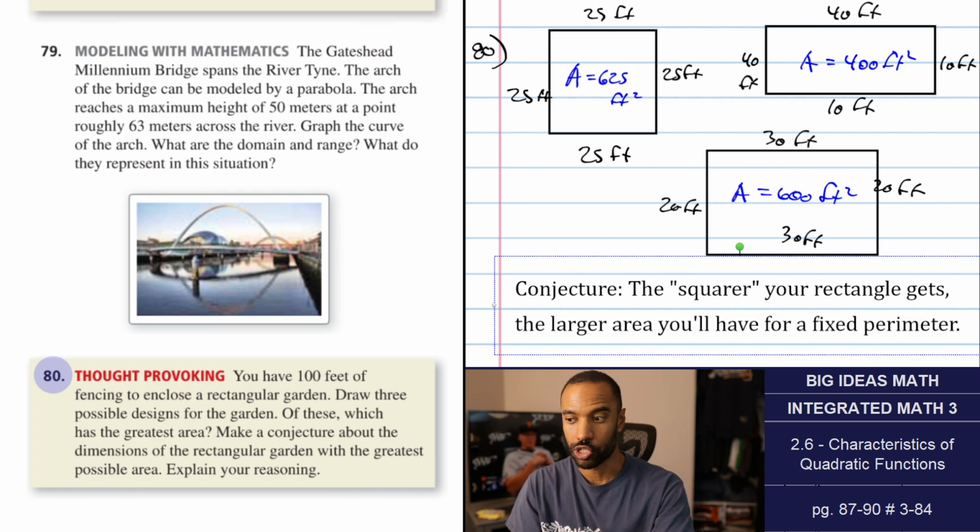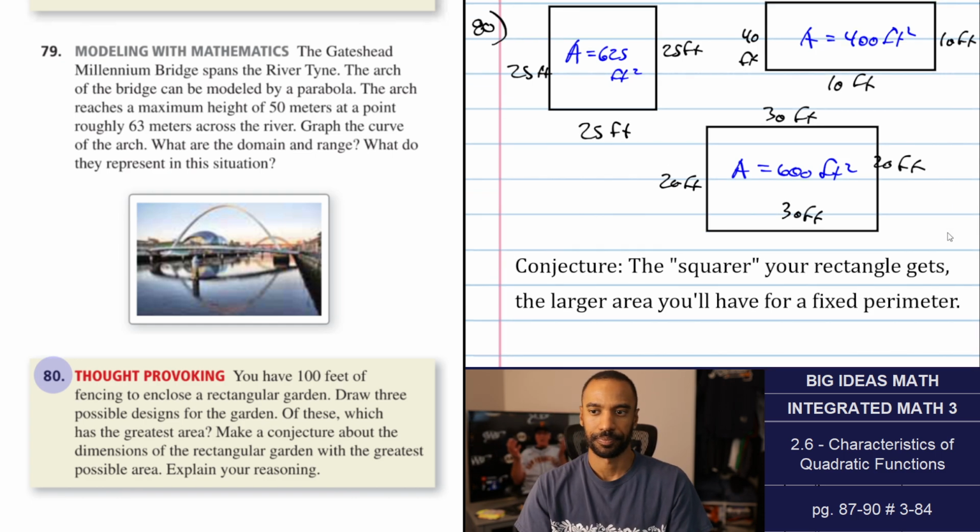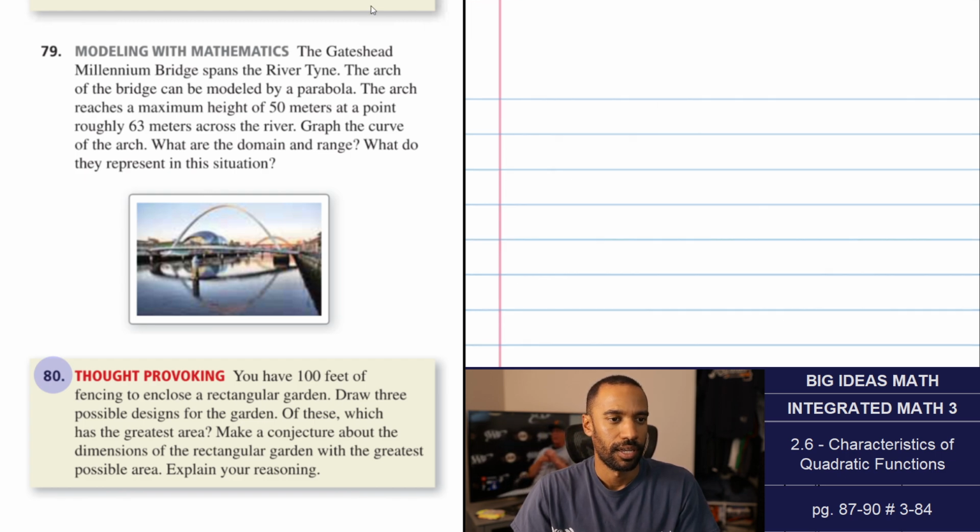So if your rectangle is a square, that's maximizing your area. You can kind of find those things algebraically too if you need to. All right, let's go to number 81.